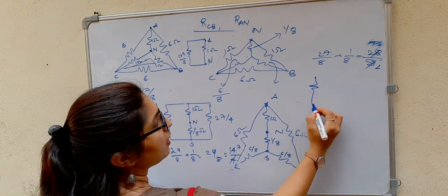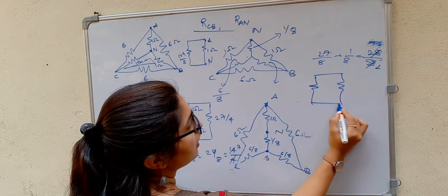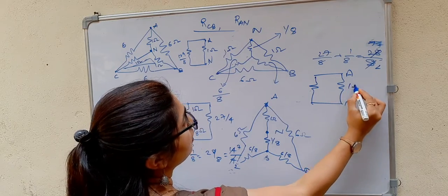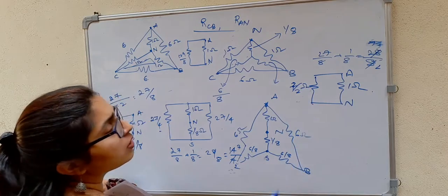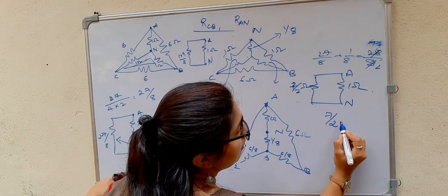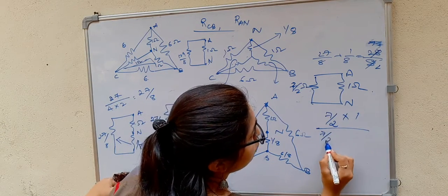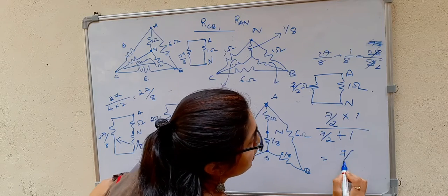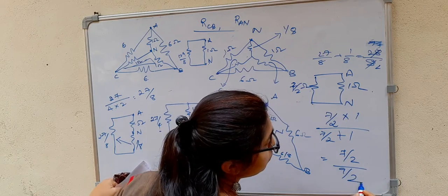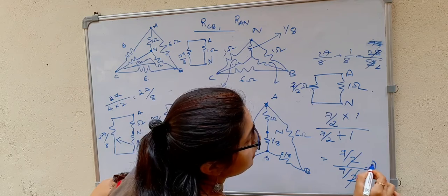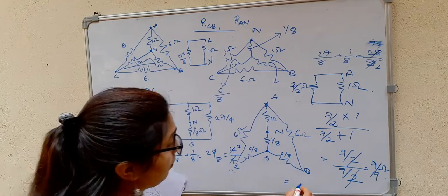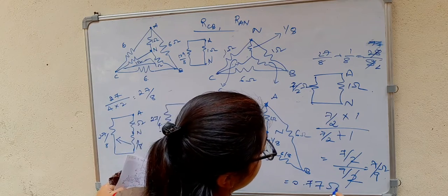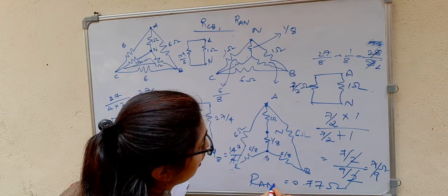Then we can see we have two resistors between A and N. This is 1 ohm. This is 7 by 2 ohms. So it is in parallel. 7 by 2 into 1, divided by 7 by 2 plus 1. So the numerator will be 7 by 2, the denominator will be 9 by 2. So that will be equal to 7 by 9 ohms, whose value can also be written as 0.77 ohms. This will be your RAN.